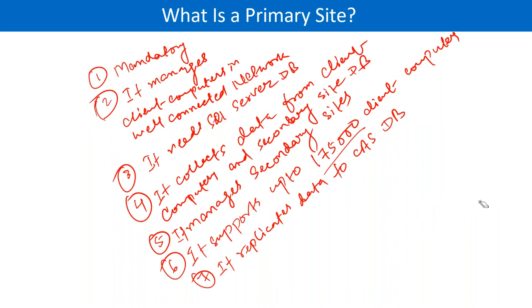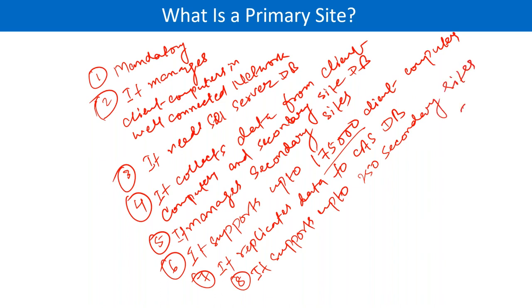So one primary site can have how many? It supports up to 250 secondary sites. Okay, 250 secondary sites. So secondary, basically we put it in branch offices.